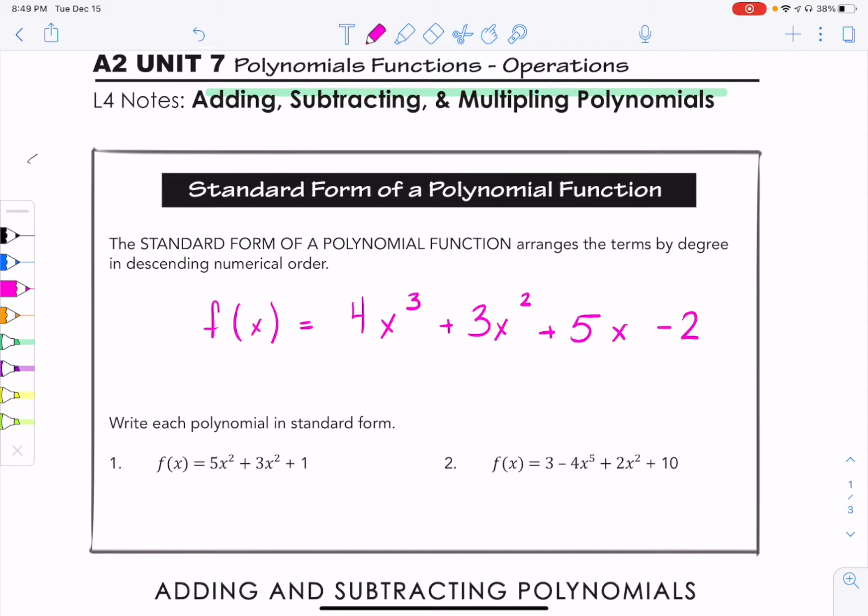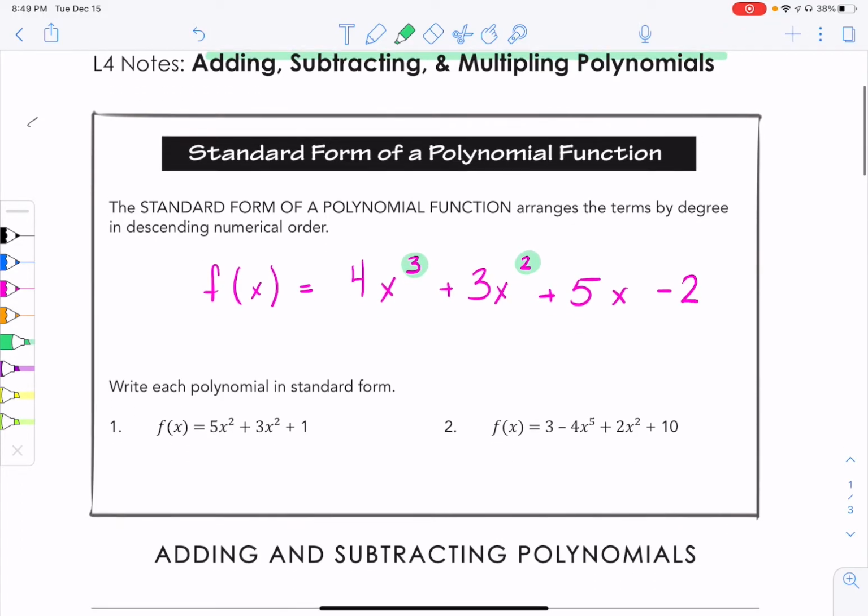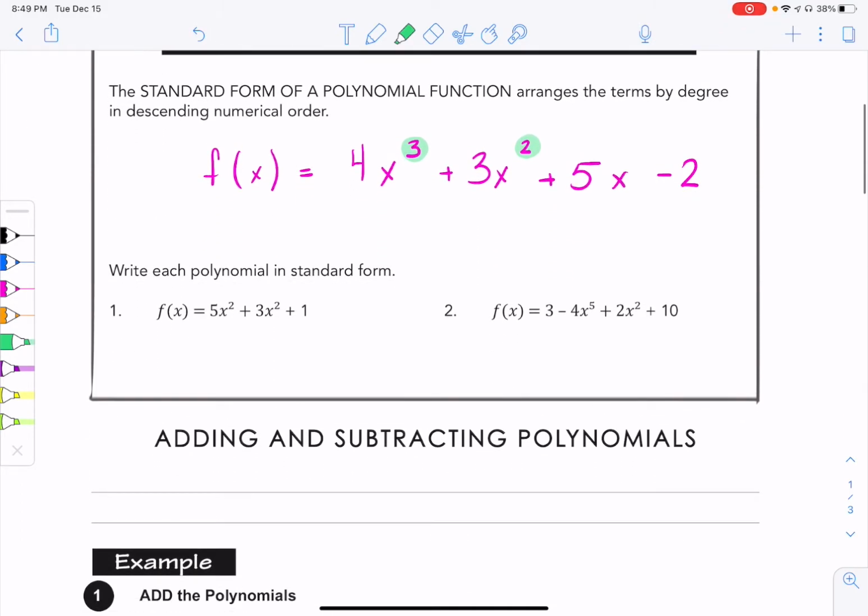So recall that the standard form of a polynomial arranges the terms by degree in descending order. Your largest degree is 3, then 2. This here would be an exponent of 1, and technically that's an exponent of 0 that we don't write. So your exponents decrease from left to right. I'm just going to quickly do numbers 1 and 2 if you want to follow along as I write them out.